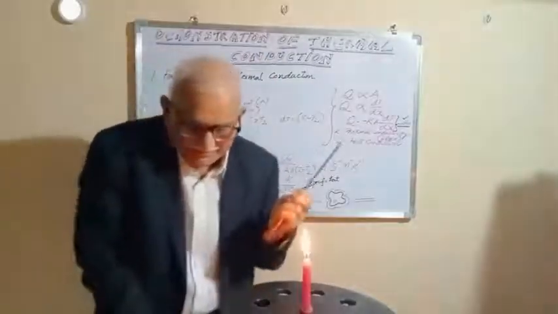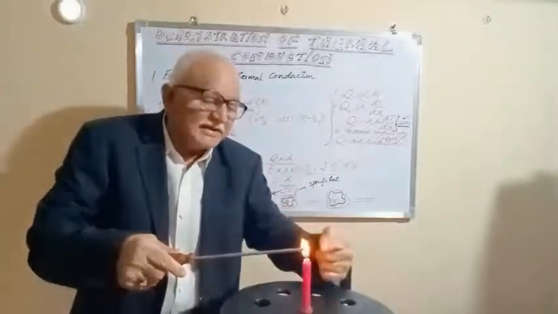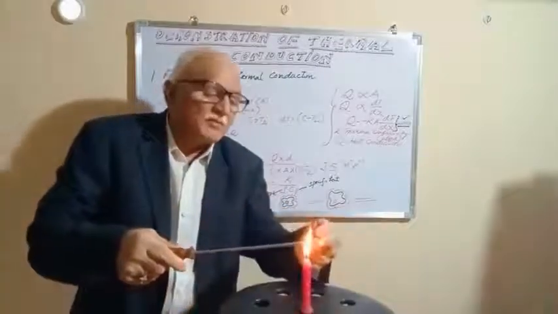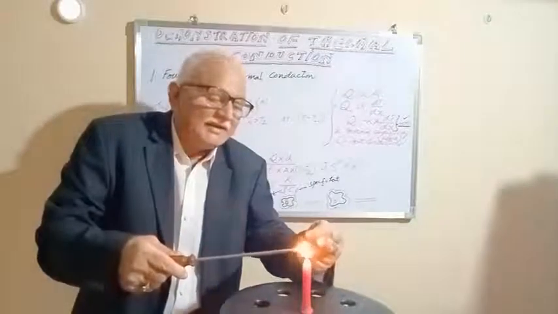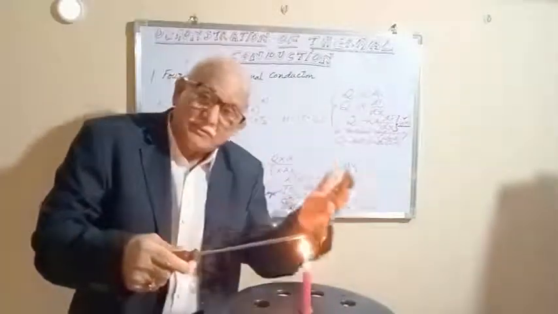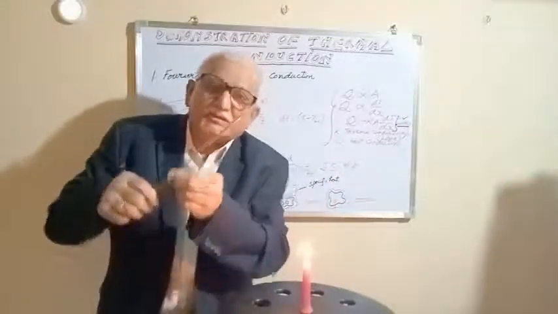Another small example is when I am keeping this iron rod and putting energy at point A here. Now, this is the point B. From point A to point B, from where there is high heat to low heat, it moves. Now, this is what we call conduction, without the movement of the molecules in the medium.